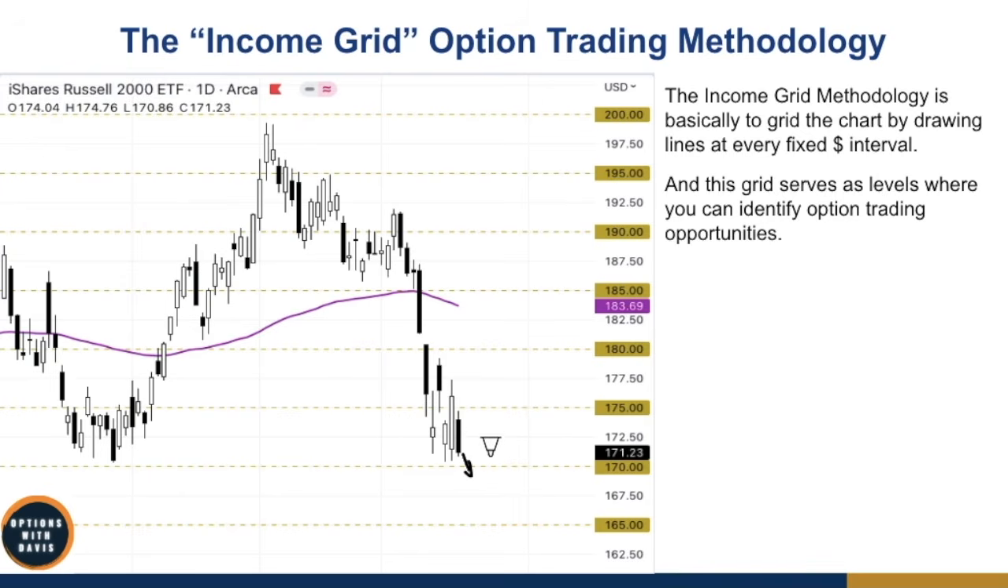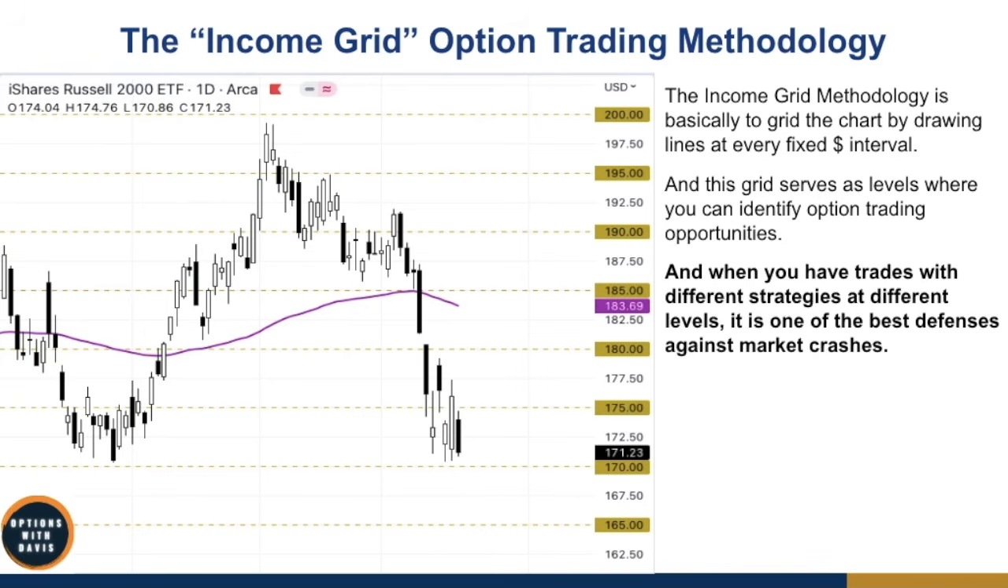So what I do is that I will have all these levels, and at each of these levels I'll decide whether I want to place a trade or not, right? Most of the time I always have some kind of trade at each of these levels. So when I have trades at each of these different levels, I have some sort of an inbuilt diversification inside, which is a very important thing that you have to understand, because when you have trades with different strategies at different levels, it is one of the best defenses against market crashes.